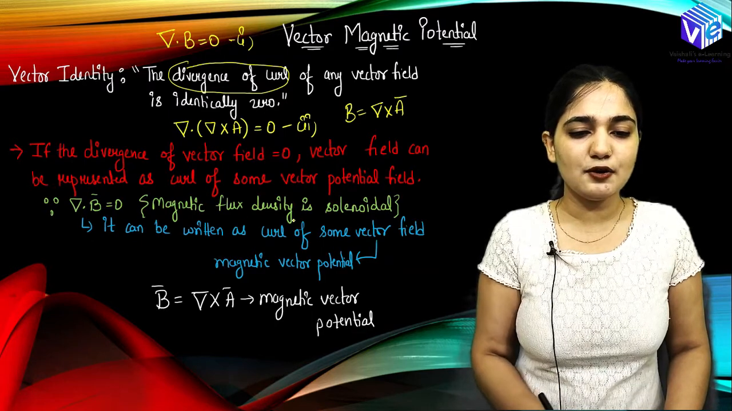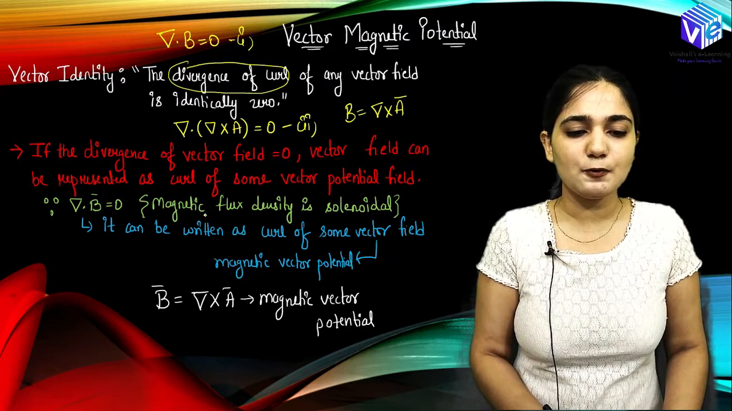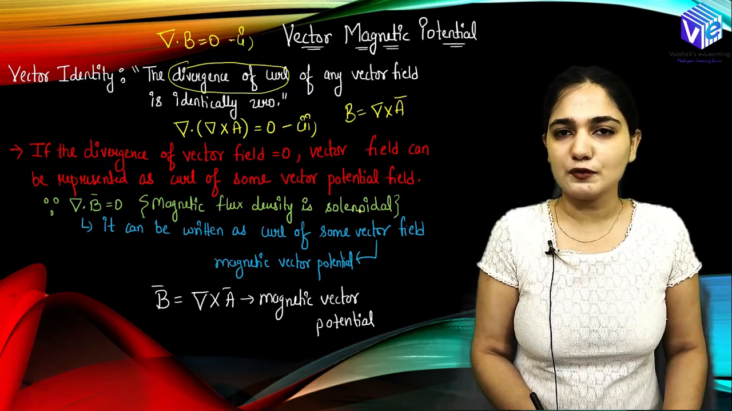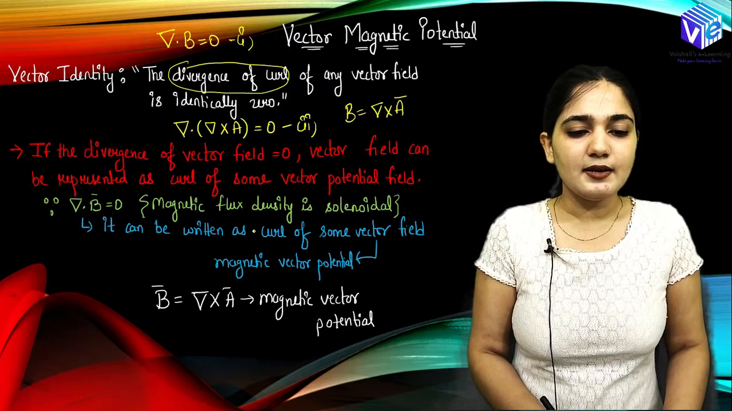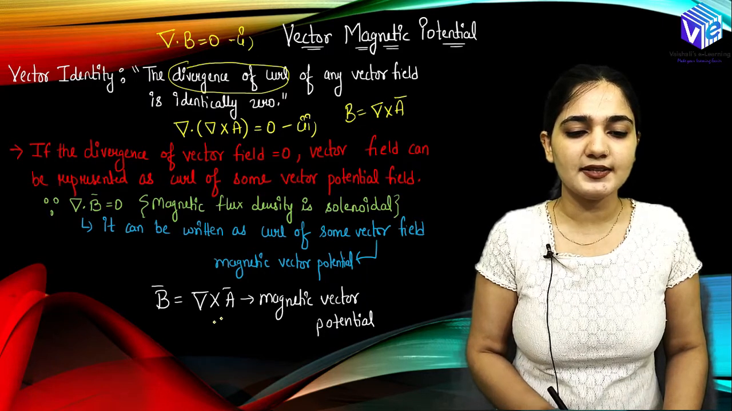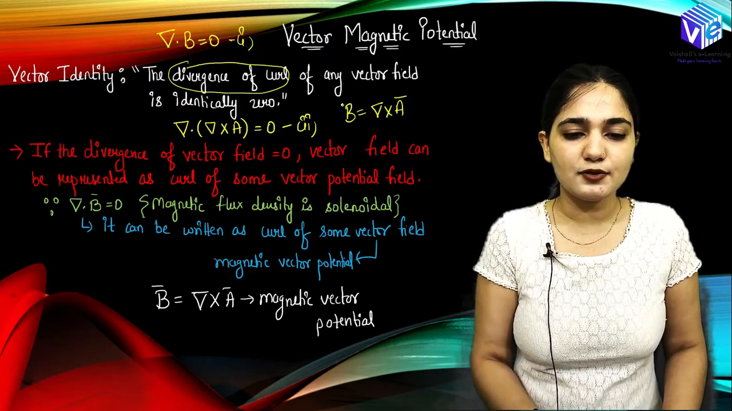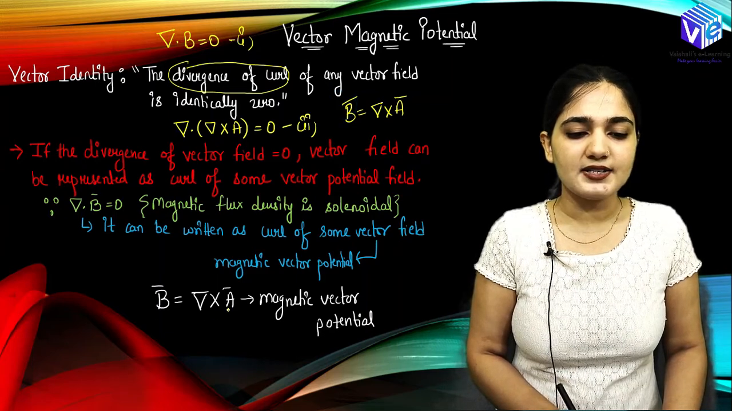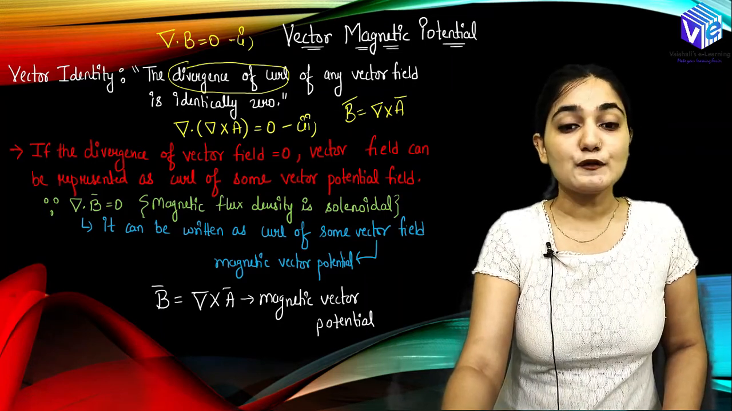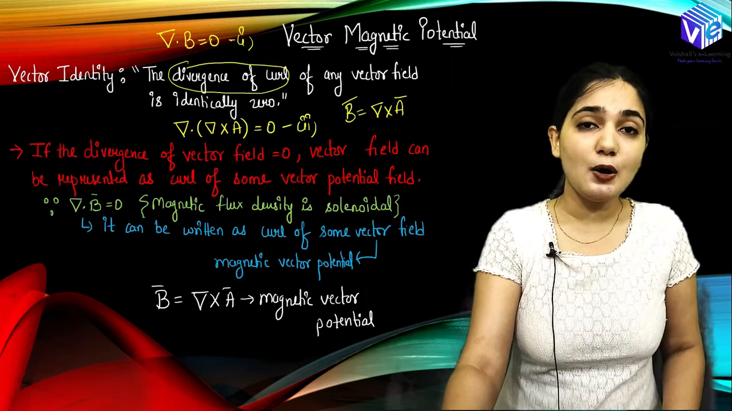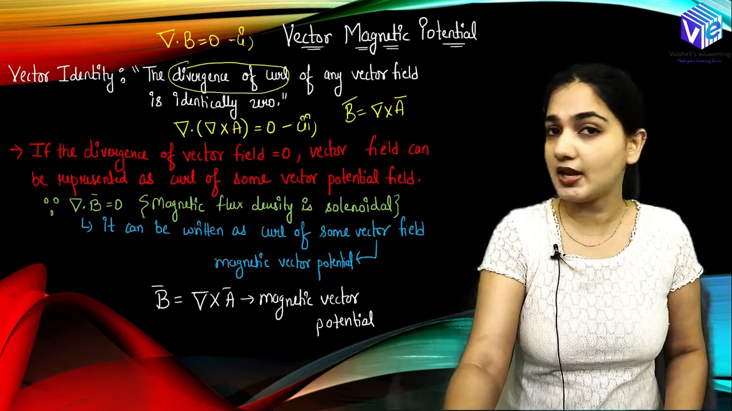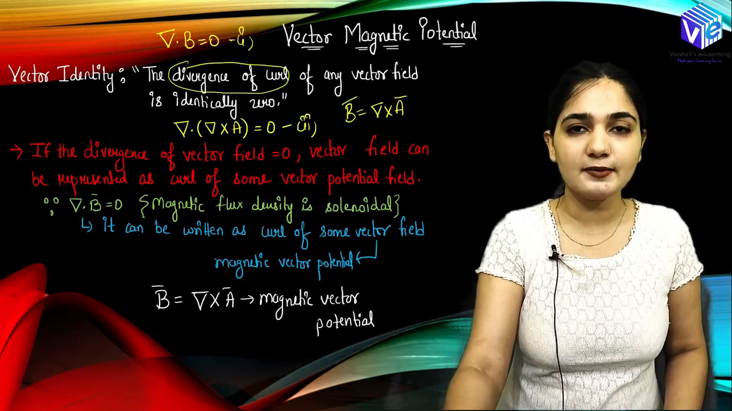Because del dot B is 0, and we have already talked about this equation, the magnetic flux density is solenoidal because magnetic monopoles do not exist. So it can be written as the curl of some vector field, which is the magnetic vector potential, and this is how we are relating the B vector. B vector is del cross A vector, where A vector is the magnetic vector potential. I hope you understood in detail how, with the indirect method, I have found the vector magnetic potential. I have not used the direct method here.